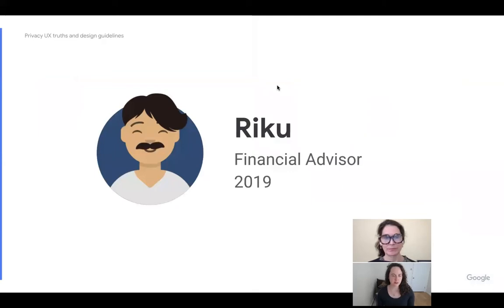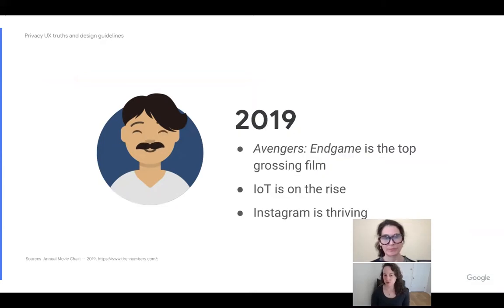So now let's fast forward. We're in 2019 now. Let's talk about Riku, a financial advisor who's married with 2 young kids. Things have changed from 2009. In 2019, Avengers Endgame is the highest grossing film. IoT is becoming increasingly common, and Instagram is thriving.